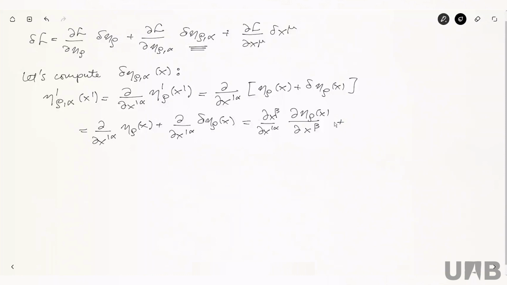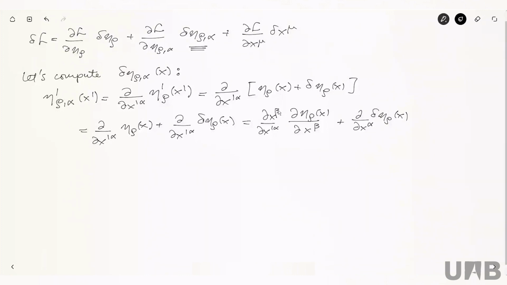Now, the second guy is much easier, since this δ is already of order ε, much smaller than 1. Here, keeping the difference between x and x' is of second order. So this is already the derivative with respect to x^α of δη_ρ(x). So here I can just forget about the prime dependence.